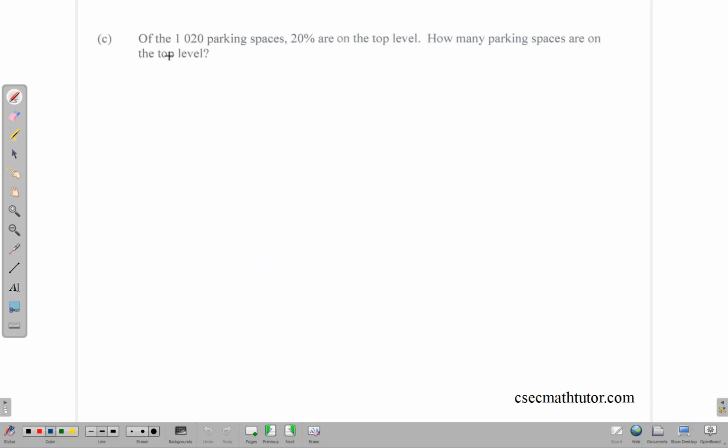Moving on to the next part of the question. We have, of the 1,020 spaces, 20% are on the top level. How many parking spaces are on the top level? So we need to find 20% of 1,020, which we can find by saying 20 over 100 times 1,020. And of course, we can divide here by 10. And divide this by 10, we get 102.